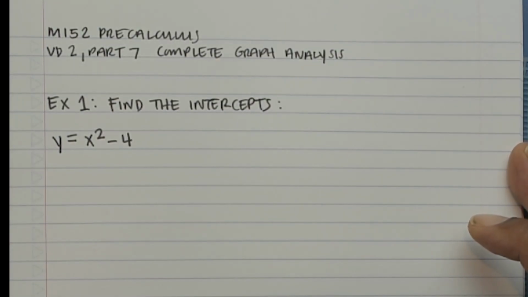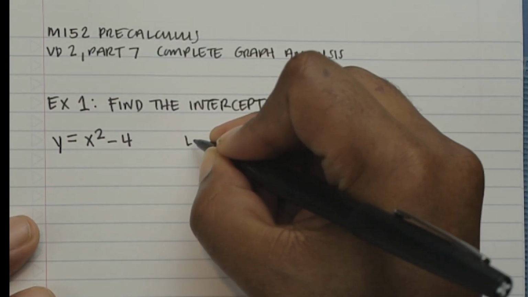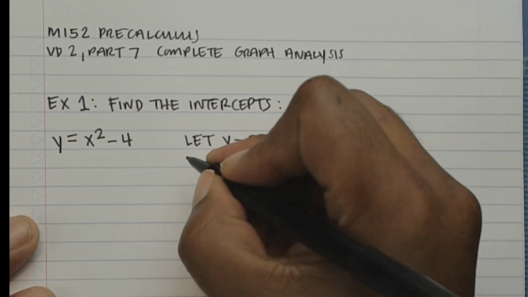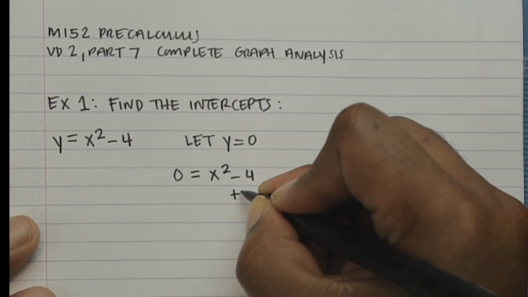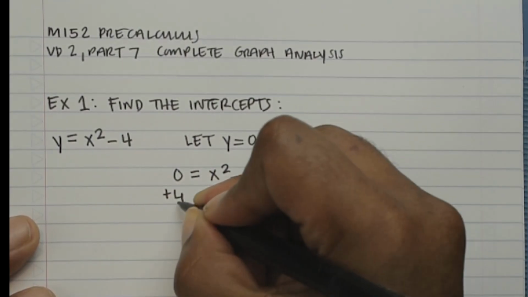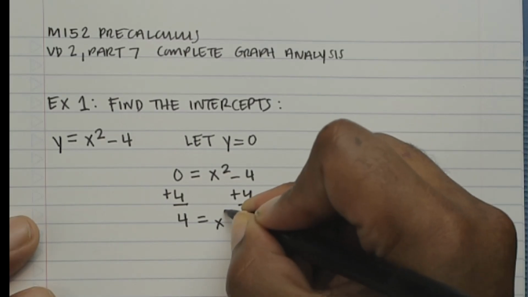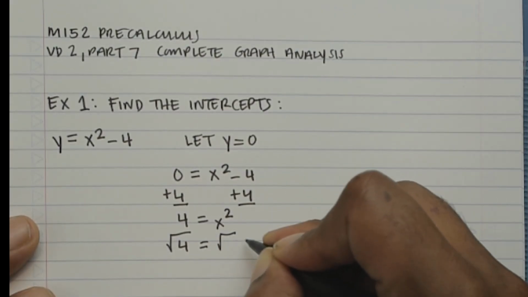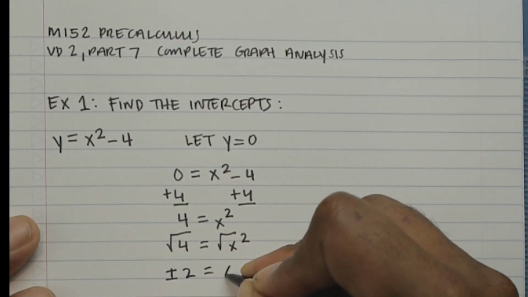So let's begin with the x-intercept. Remember, in order to find the x-intercept, we let y equal 0. Letting y equal 0, we have 0 equals x squared minus 4. Add 4 to both sides. We end up with 4 equals x squared. We take the root of both sides. Our answer is plus or minus 2 equals x.